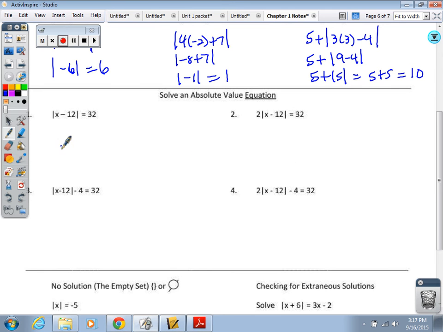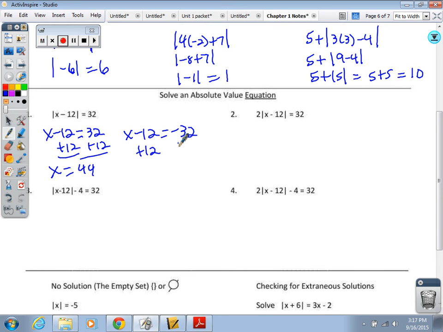For the first one, keep in mind we talked about how you can get the absolute value from two numbers, a positive and a negative equivalent. So when we do these, we have to work them as though x could be positive or negative. So we're going to do x minus 12 is equal to 32, and then x minus 12 is equal to -32. You're going to add 12 here, add 12 here. So x equals 44, and then here we add 12 and add 12, and x equals -20. You should be getting two answers every time.